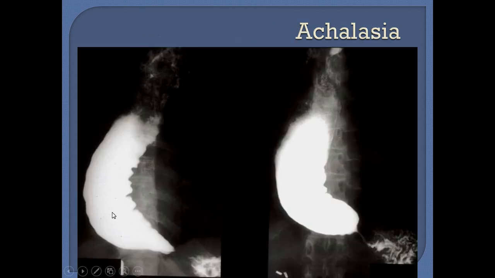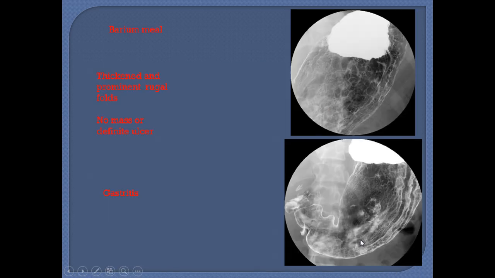Then a massively dilated contrast-filled esophagus, single contrast. We haven't given an Eno sachet in this patient, and you can see the abrupt narrowing at the distal gastroesophageal junction, however a little contrast is passed through the gastroesophageal junction into the stomach, and the narrowed distal esophagus is seen, which is called the rat tail sign. It is pathognomonic for achalasia.